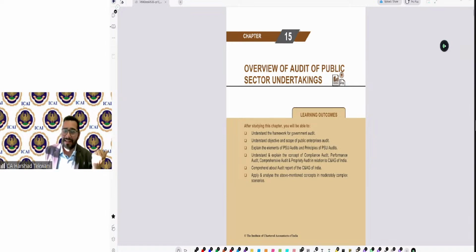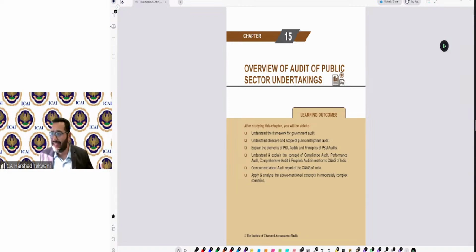Remember SA 315, understanding the entity and its environment. In the same way, we need to understand the working of a public sector undertaking, the undertaking itself and its environment. Only then will we be able to fully understand the auditing requirements. For that, we will discuss the framework, government audits, and the different types of audits that are performed in a public sector undertaking.